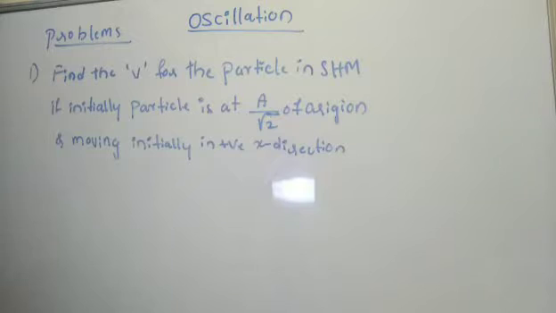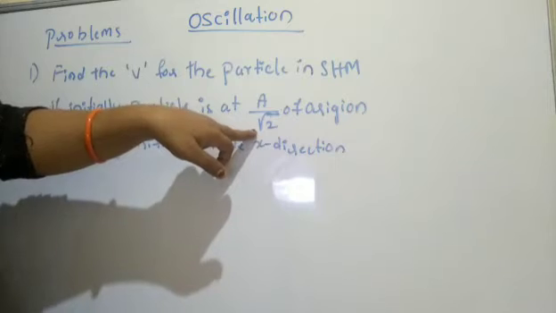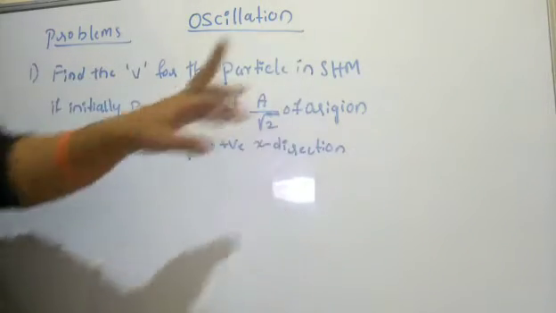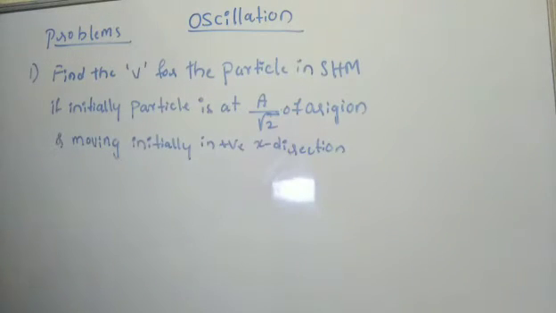Find the velocity for the particle in simple harmonic motion. That means a particle executing simple harmonic motion, if initially the particle is at a by root 2 of the origin and moving initially in a positive x direction.